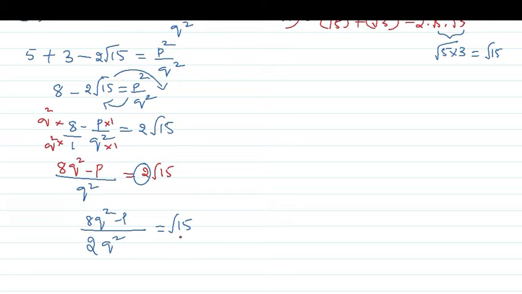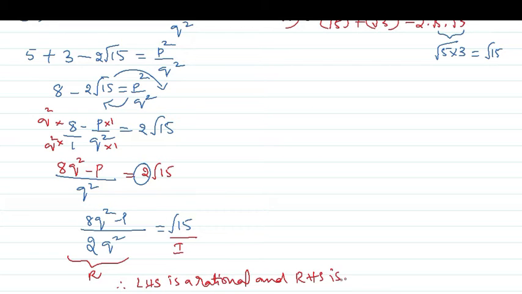Now here you can see this root 15 is an irrational number and this part is a rational number. So these both are not equal. Therefore LHS is rational and RHS is irrational. So now we can conclude that this contradicts our assumption, so our assumption is wrong.